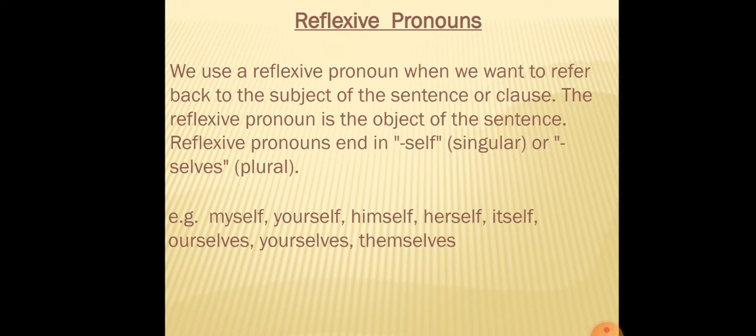Words like myself, yourself, himself, herself, itself, ourselves, yourselves, themselves, they are all reflexive pronouns. Let's see this example. I made this cake myself. Here, myself is the reflexive pronoun and it is also the object of the sentence. And I is the subject of the sentence. Here, the word myself refers back to the subject I, means the action has been performed by the subject.